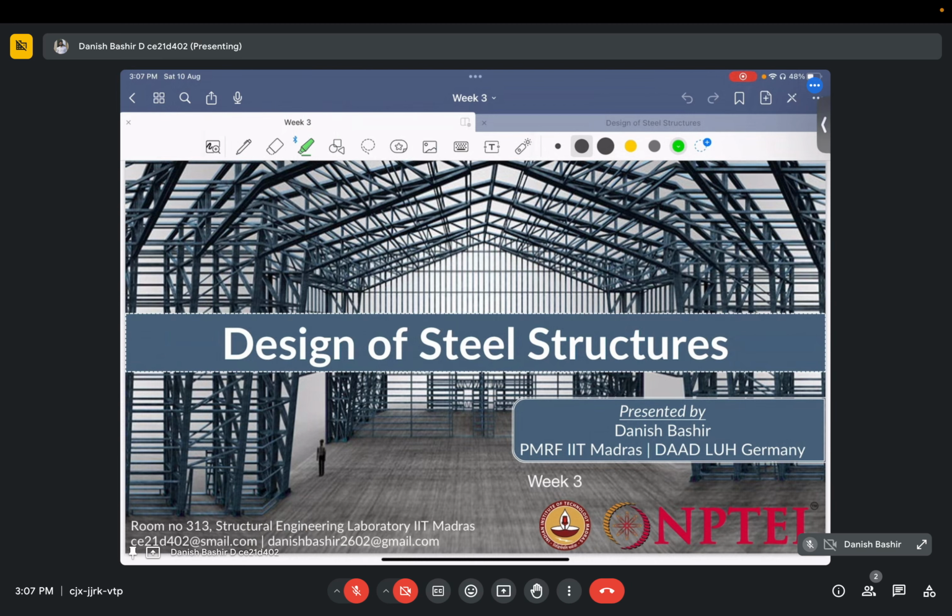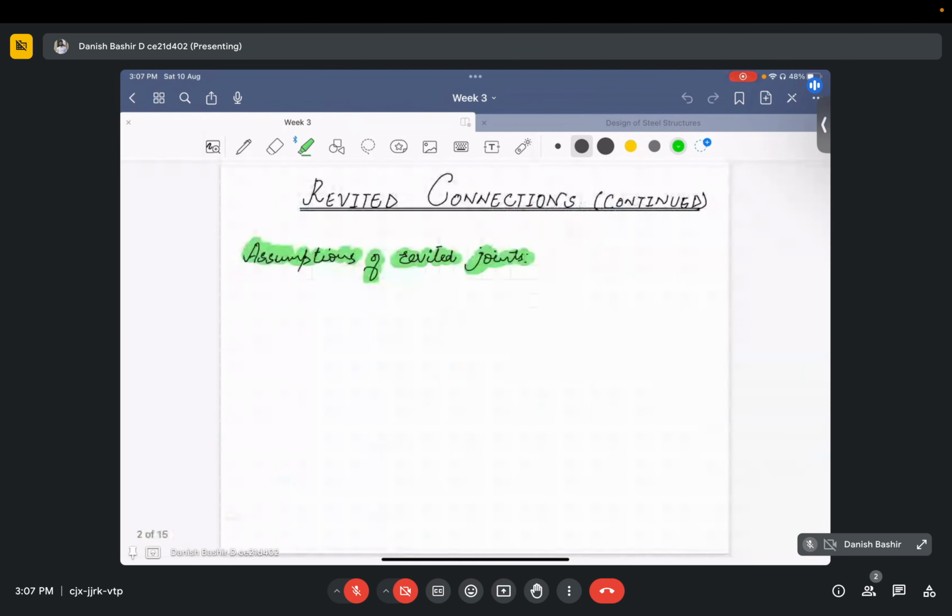If we remember, in the last class we stopped at the different types of rivets and the different types of joints, lap joints and butt joints. So in today's class, we will be seeing the assumptions that are there for rivets.